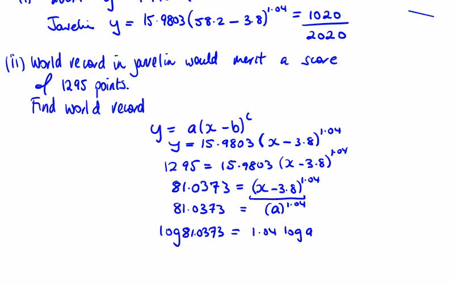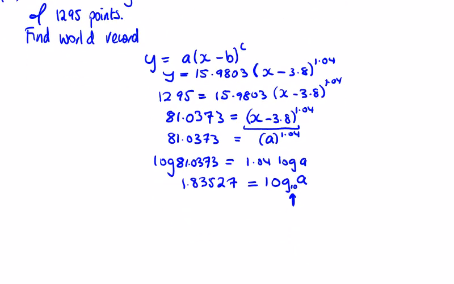We get 1.83527. That's going to be equal to the log of A. Now what this means is there's a missing number in here. We don't have a base here, so when there's no base, it's a 10. So what we say is 10 to the power of 1.83527 is equal to A, and this works out to be A is 68.43.